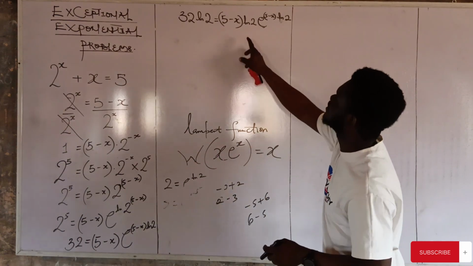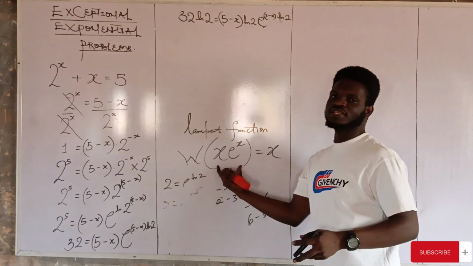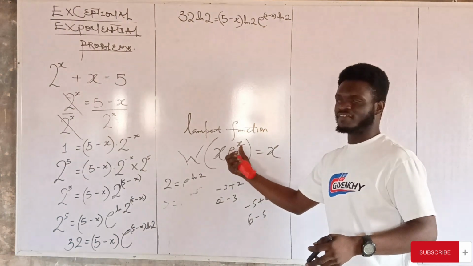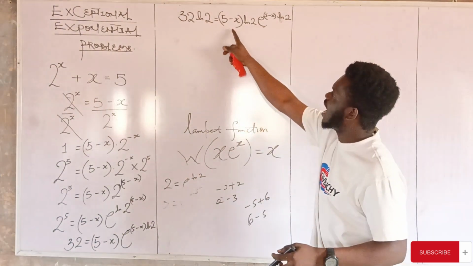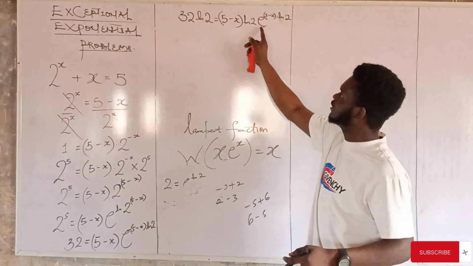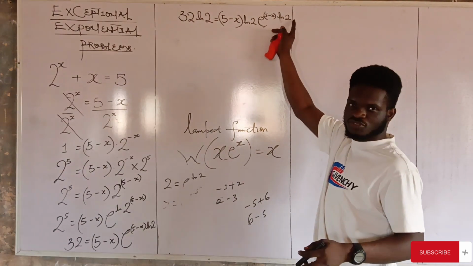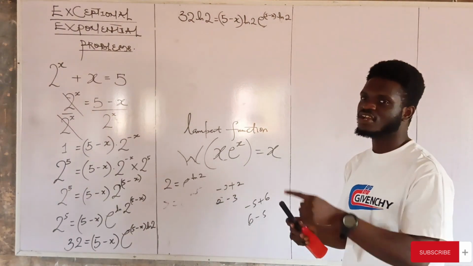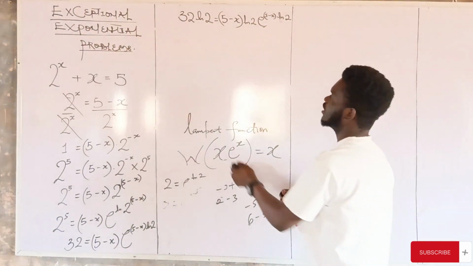Now you can see that this now agrees with the Lambert function operation. You can see x to the exponent of the power of x. That's how it works. So we now have 5 minus x ln 2 exponent to the what? 5 minus x ln 2. So we can now apply the Lambert function to both sides, because that's the good rule of mathematics. What happens to the right hand side happens to the left hand side.